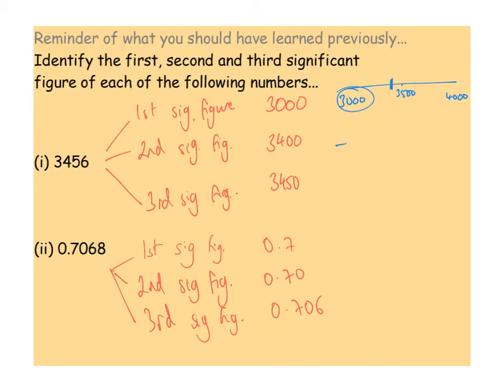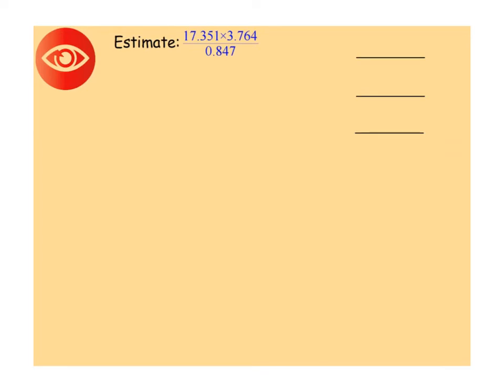If I was rounding to two significant figures, then I'd have 3,400 and 3,500. 3,450 would be in the middle. The number would be just above that, so it'd be nearer to 3,500, so I'd round to 3,500, etc. Now, don't worry about the second and third significant figures. The most important one here is the first significant figure and rounding to one significant figure, and that's what we're going to do. So here's a question.